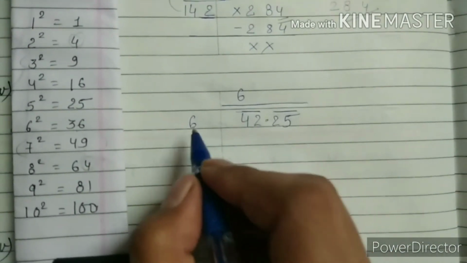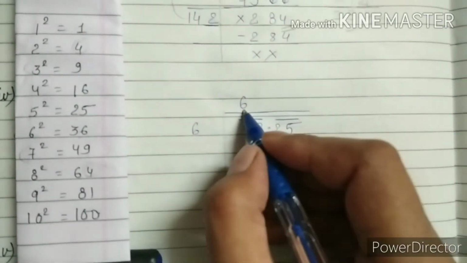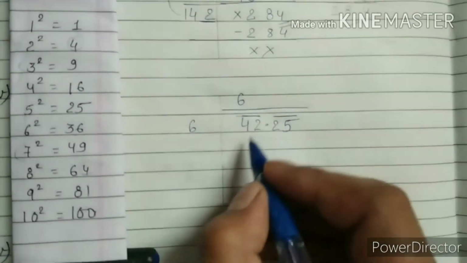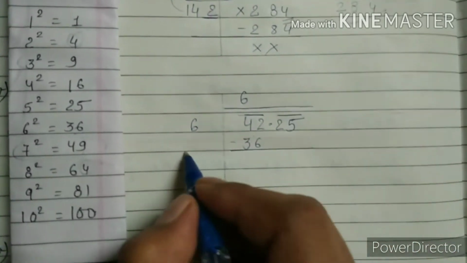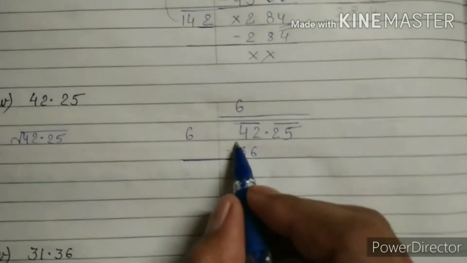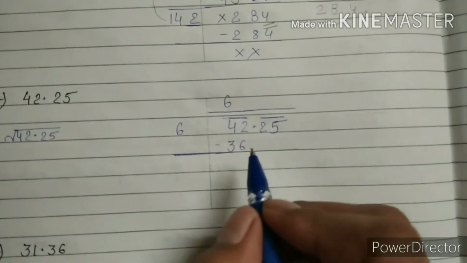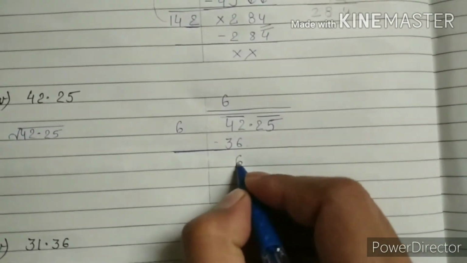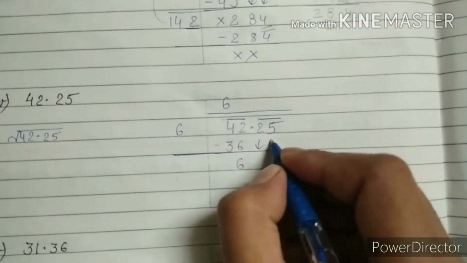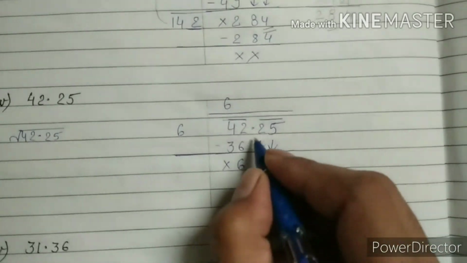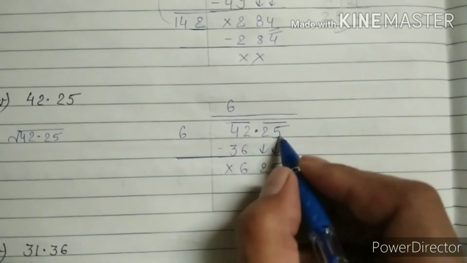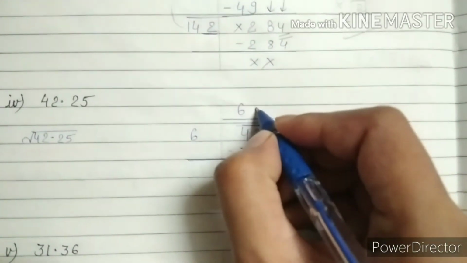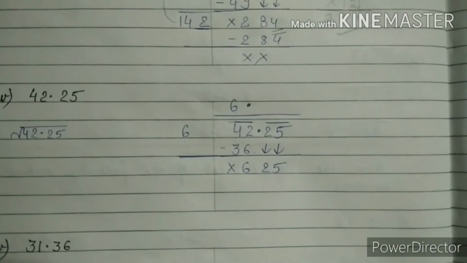Whatever we are writing here, that same number will go upside. Okay, so 6 square is 36. So 42 minus 36 is 6. Now we have to copy the number after the decimal. It means 25 we are copying, that is the after decimal number. So we have to also put the decimal here.